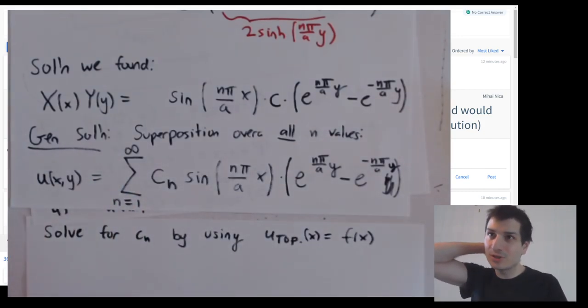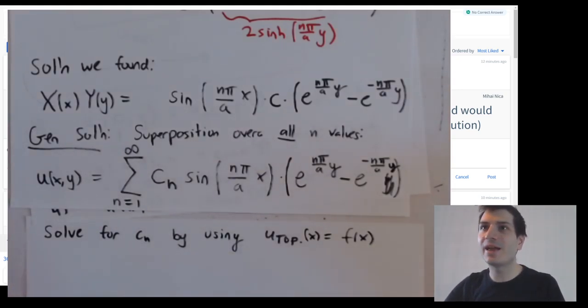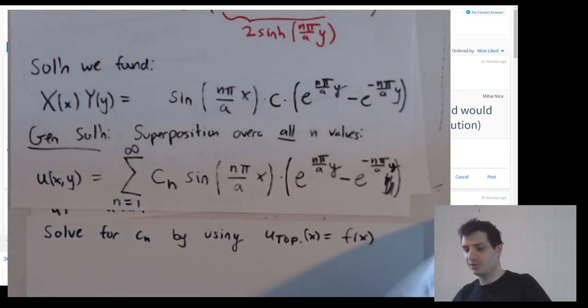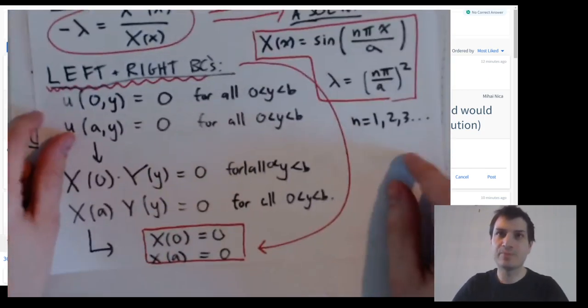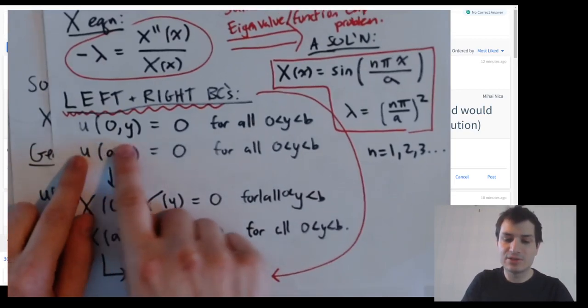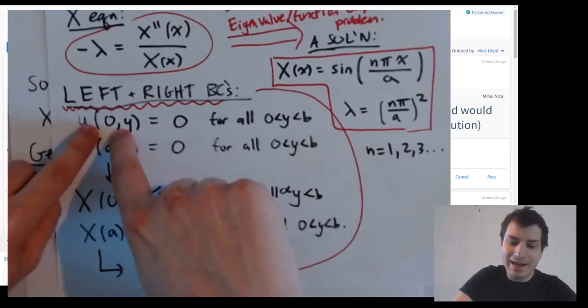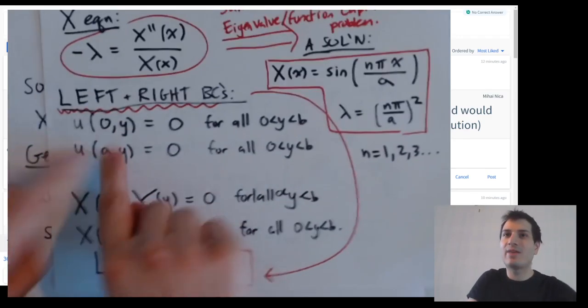There was one other good question, which was somebody said something like, why do you plug in the thing that depends on y to get the x? Yeah, when we are solving for the x equation, why do we use the boundary conditions involving y? So let's go to here where we did this. So you say, hey, these involve y. They involve y, but they are at x equals 0 and at x equals a. I think that is the key thing.